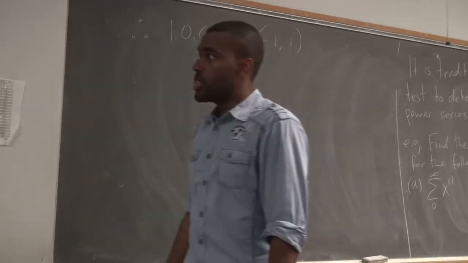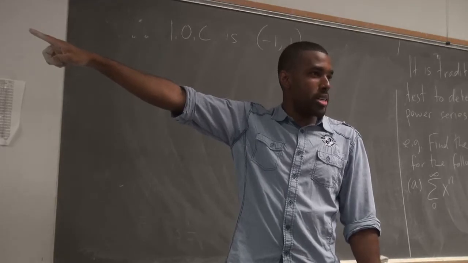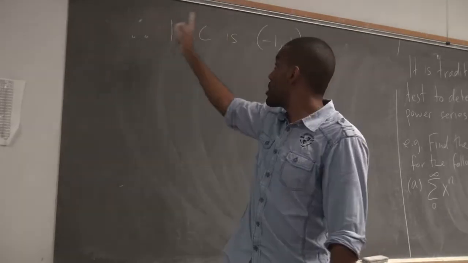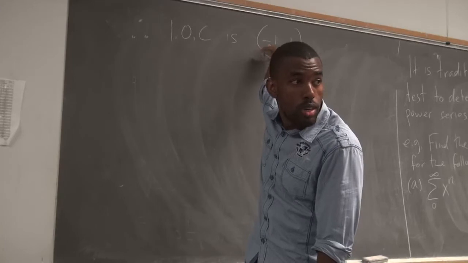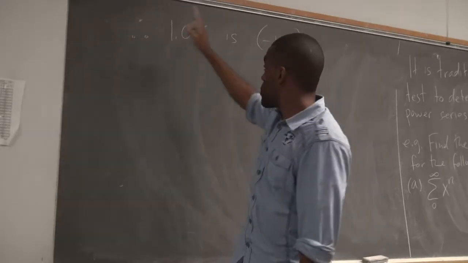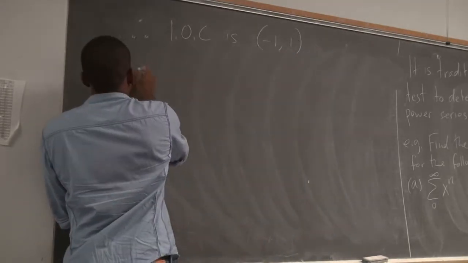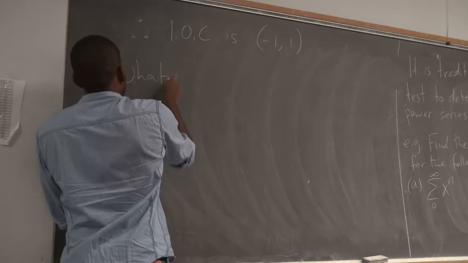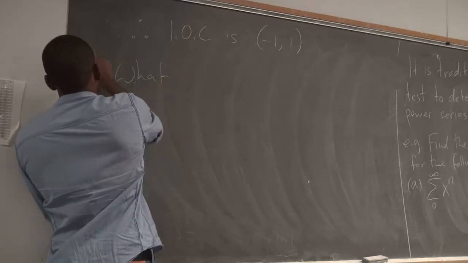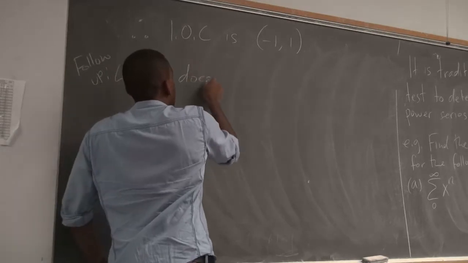So this guy converges, and again, this is looking like a geometric series, so it sort of matches what we'd expect, right? It converges once you're strictly between minus 1 and 1, right? So the radius of convergence is 1, and it converges on this interval, right? Here's a follow-up question. What does it converge to?